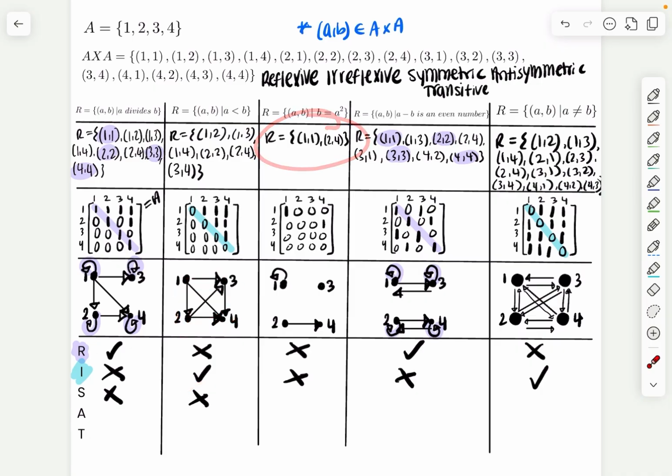Is this relation symmetric? Well, just by looking at the roster notation, I can tell it's not, because there's an arrow from 2 to 4, but there's not one from 4 to 2. That's what it means. If you have 2 to 4, then you should have the opposite, and I don't. So I already know it's not symmetric.